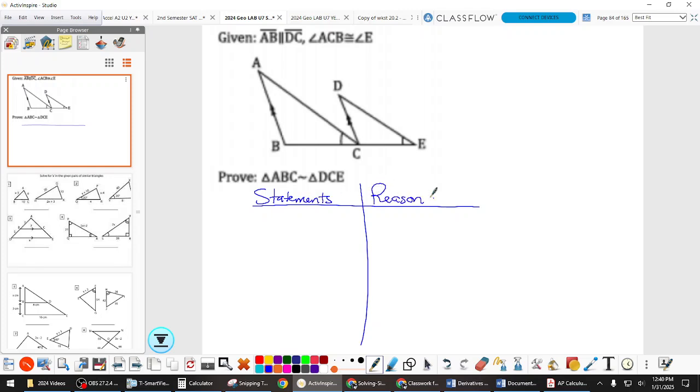What comes first? Given. And let's talk about all this notation. What do those lines mean? Parallel. And that is barely shown in the picture, but I'll emphasize it more.